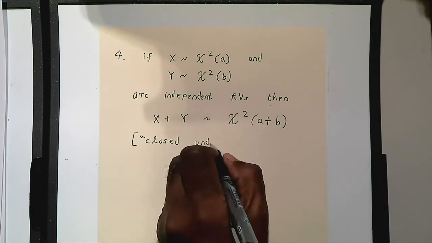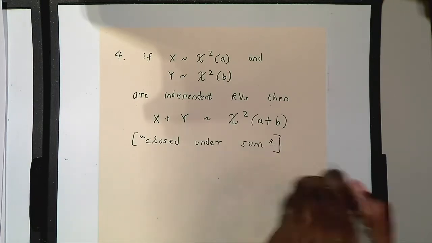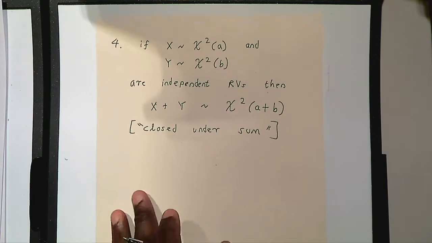This property is known as closed under sum, meaning that if you take a sum of independent chi-squared variables, then it's also chi-squared. All right, so that's why it's closed under sum.